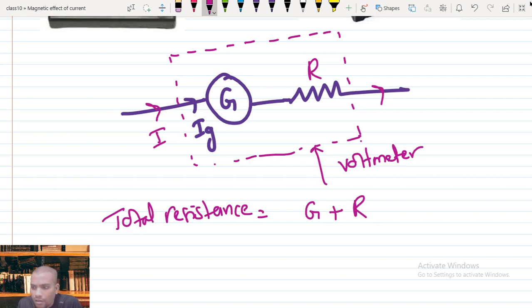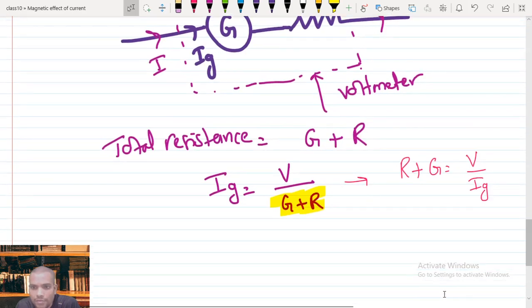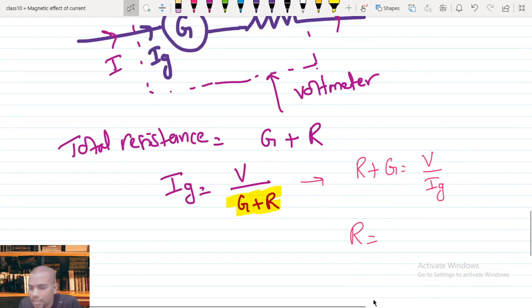Yeah. Now to find the current Ig by using Ohm's law, we can write Ig equals V upon G plus R. Here G plus R is the galvanometer resistance plus series resistance. So from this expression, I need to find the value of R. So R plus G equals V upon Ig. Now here we can exchange the terms: R equals V upon Ig minus G.